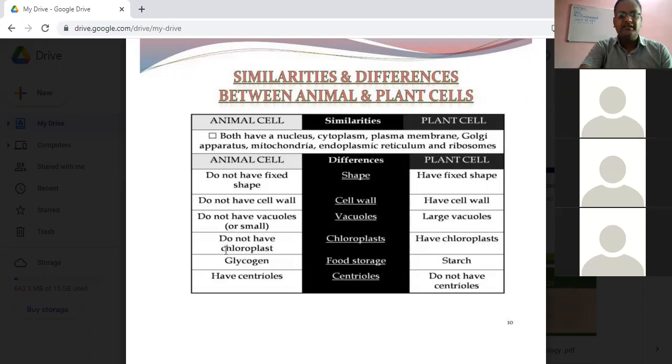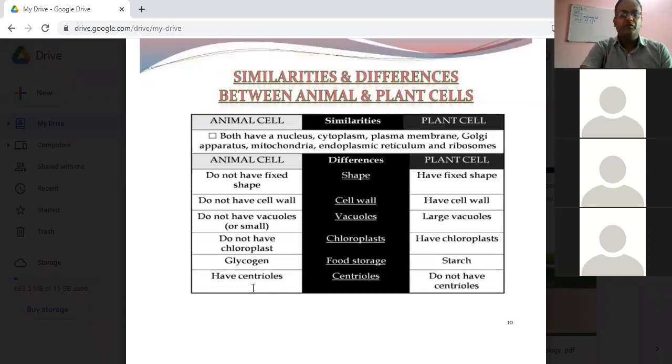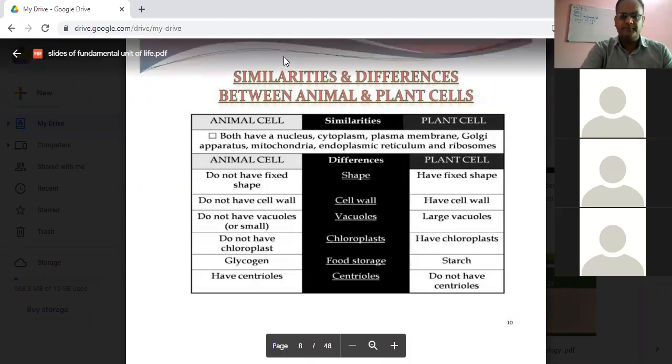Then the animal cell does not have the chloroplast, but the plant cell has the chloroplast. The stored food is glycogen in the animal, and starch in the plant. The animal cell has the centrioles and the plant cell does not have the centriole. These are the parts which help in cell reproduction, the cell division. Okay. Now, are the differences clear to all the students?